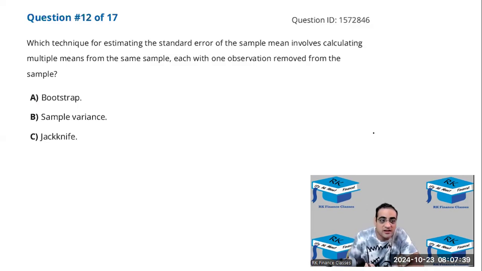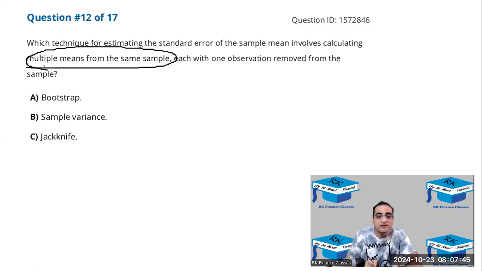All right, so which technique for estimating standard deviation of sample mean involves calculating multiple means from the same sample, each with one observation removed?